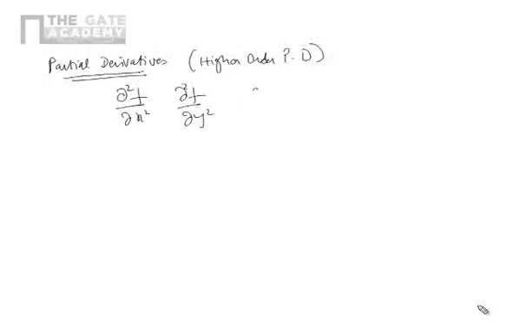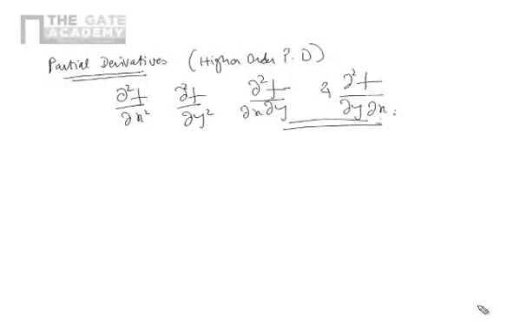Okay. So we were seeing about partial derivatives, and we were talking about higher order partial derivatives, right? That is, we were talking of something called dou square f by dou x square, dou square f by dou y square. We are also talking of a special case of dou square f dou x dou y and dou square f by dou y dou x.